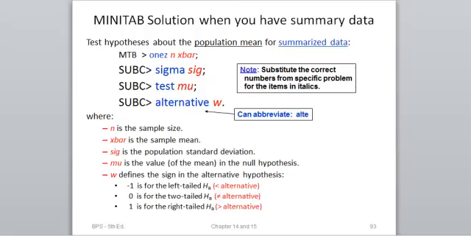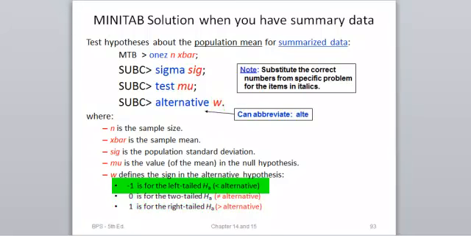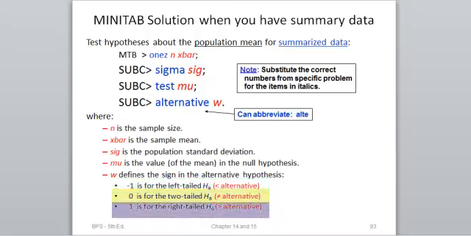So we need this fourth line, which is the alternative. In other words, what's the alternative? A right test, a left test, or a two-tailed test? And in Minitab, the value that you're going to put in is going to be either -1, 0, or 1. If you put in -1, you're letting Minitab know it's a left-tailed test. If you put in 0, you're letting Minitab know it's a two-tailed test. And if you put in a 1, you let Minitab know that it's a right-tailed test.